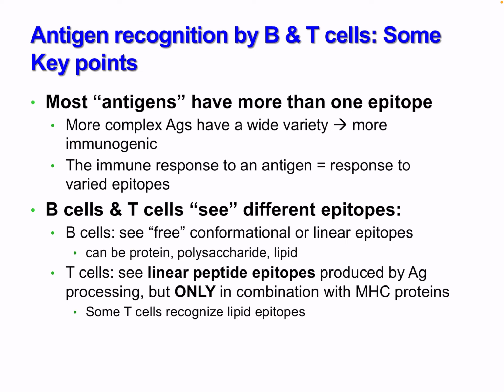Some key points. Most antigens have more than one epitope. More complex antigens have a wide variety of epitopes, which means they're more immunogenic. As we discussed in other lectures, certain complex proteins are the most immunogenic. The immune response to an antigen is the sum of the responses to its varied epitopes. B and T cells see different epitopes. On the same pathogen, T cells could bind to one thing, while B cells bind another. B cells see free conformational or linear epitopes, which can be protein, polysaccharide, or lipid, whereas T cells see linear peptide epitopes produced by antigen processing, but only in combination with MHC proteins. But some T cells recognize lipid epitopes.